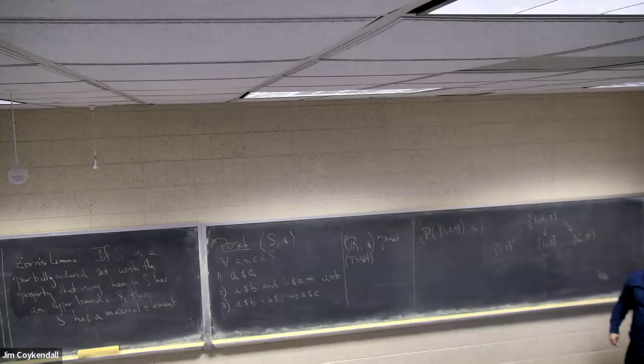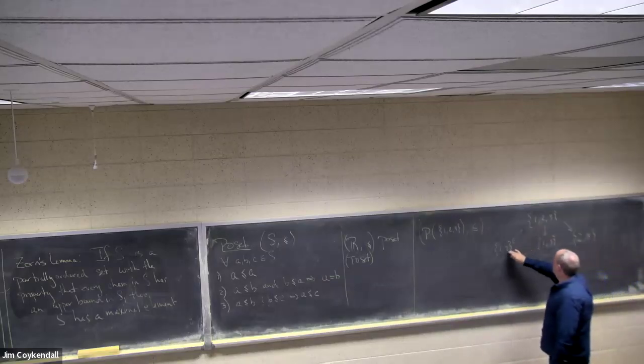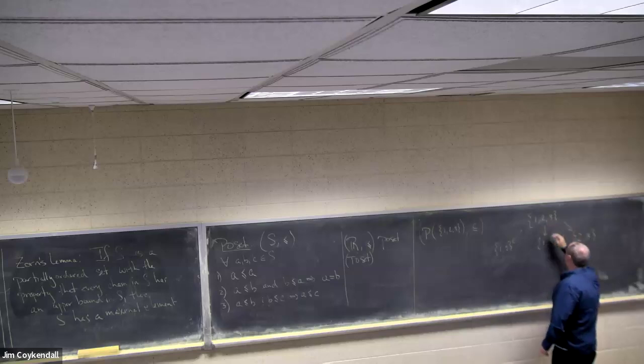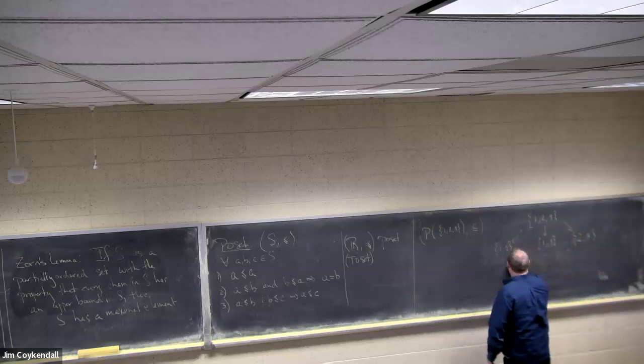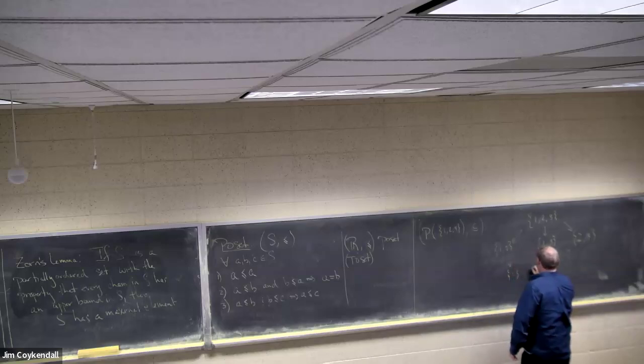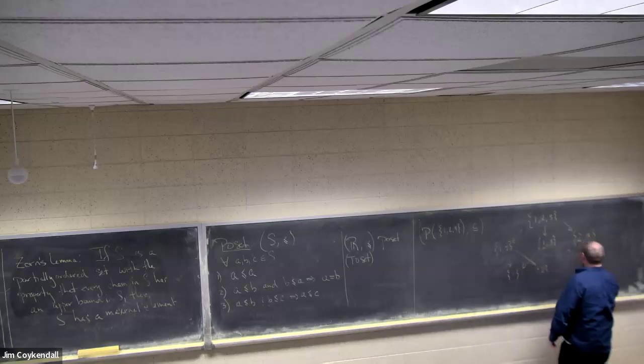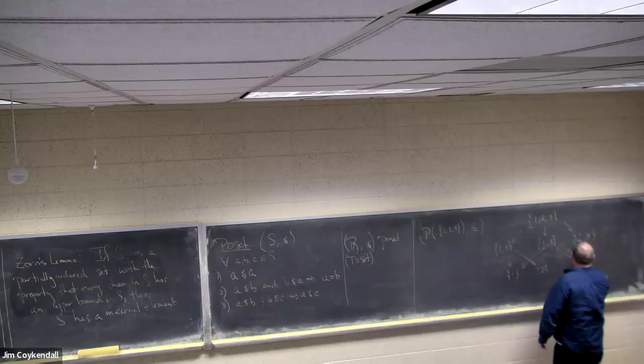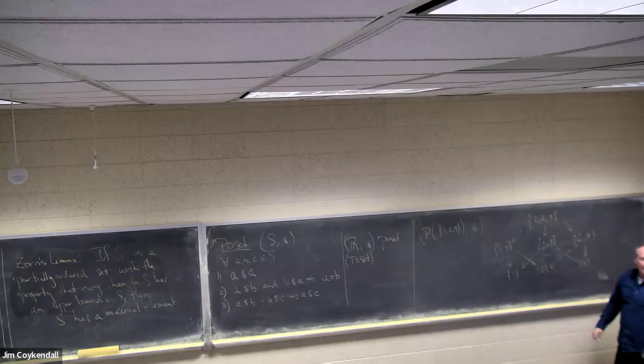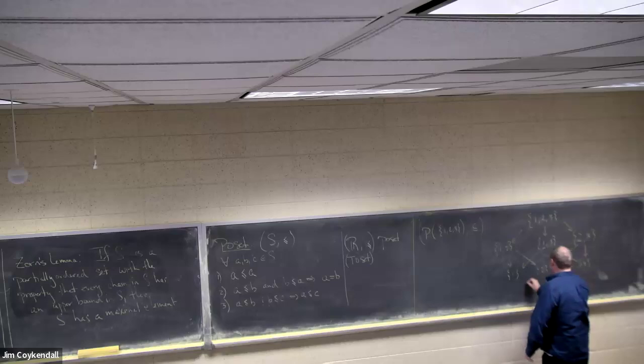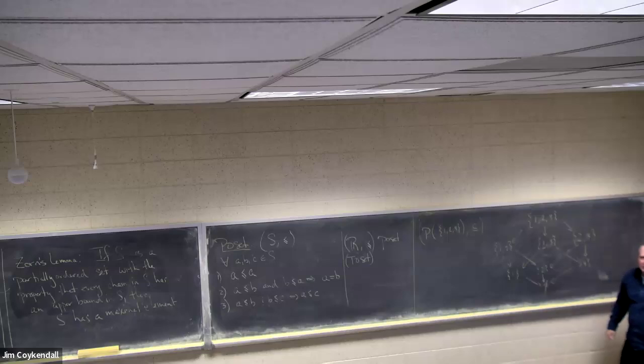My arrows are pointing from big to small. So that means this is contained in this. This is contained in this, and the more subsets. This is an example of a partial order, not a total order.